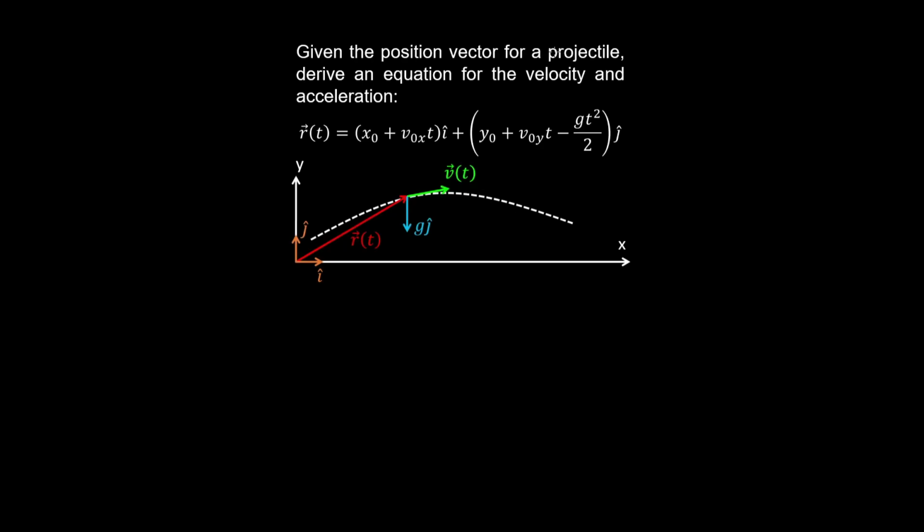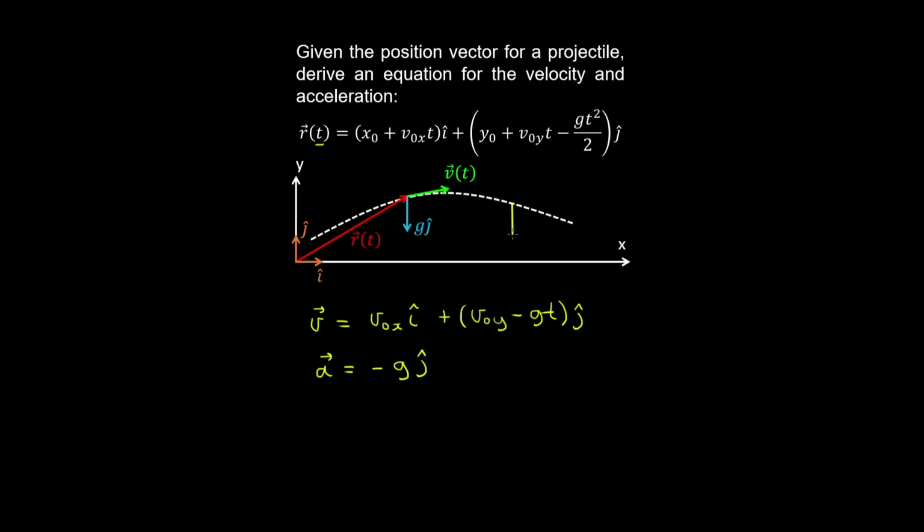Given a position vector for a projectile with this parabolic trajectory, derive an equation for the velocity and acceleration. So in this context, the parameter t is time, because we're looking at a motion problem. And differentiating the position with respect to time, we obtain the velocity, and differentiating the velocity with respect to time, we obtain the acceleration.